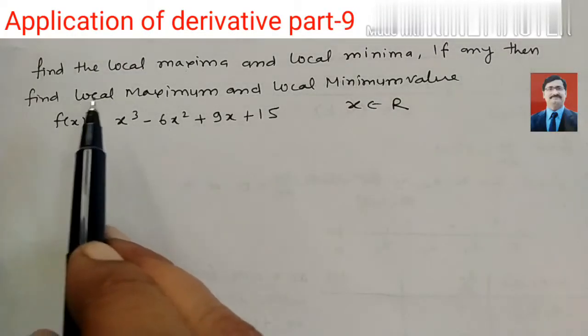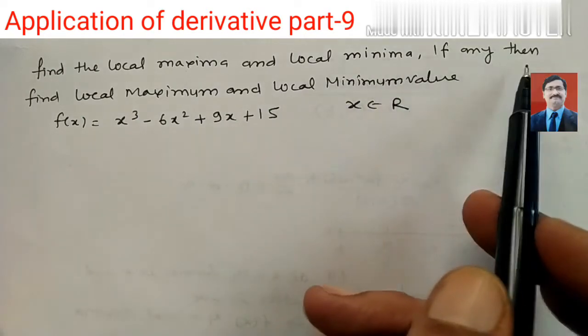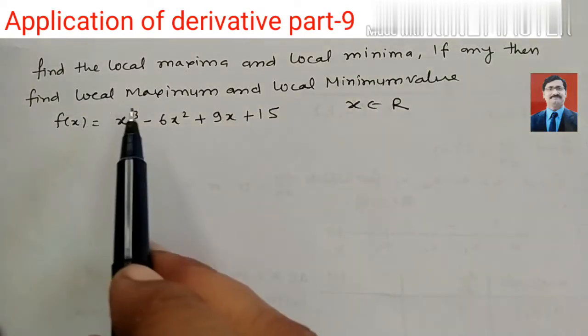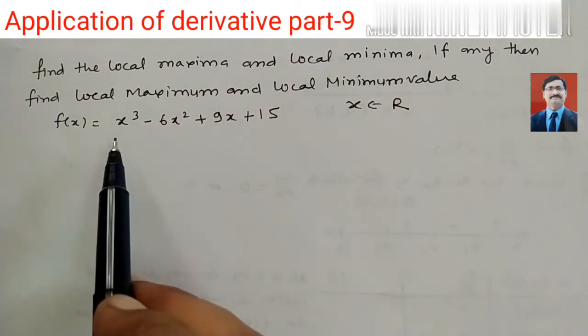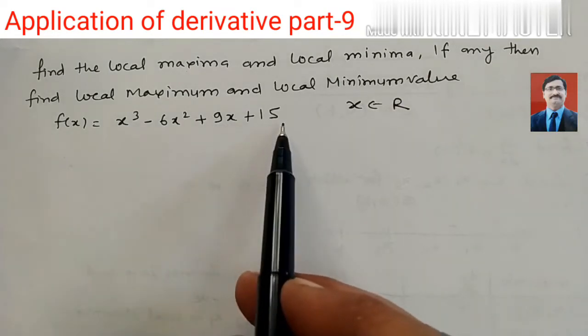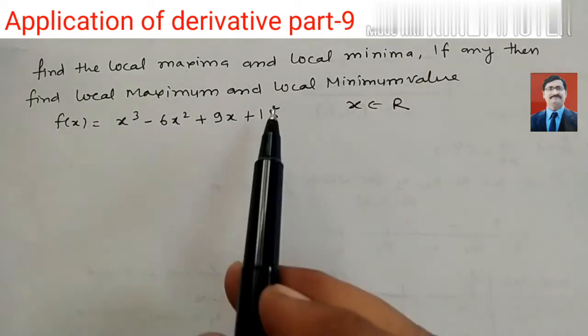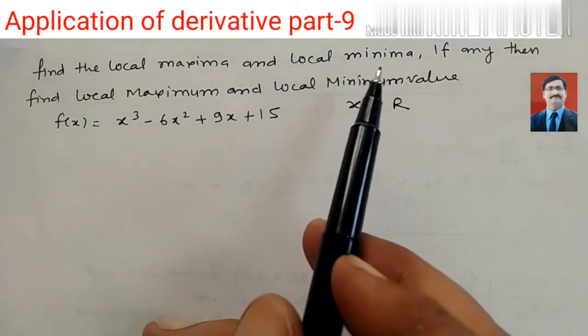Look here, the question is to find the local maxima and the local minima, if any. Then find the local maximum and local minimum value. Here the function is given to you: x cube minus 6x square plus 9x plus 15. This function is given to us, and we have to find the local maxima and local minima.